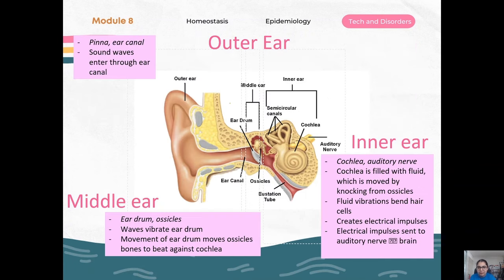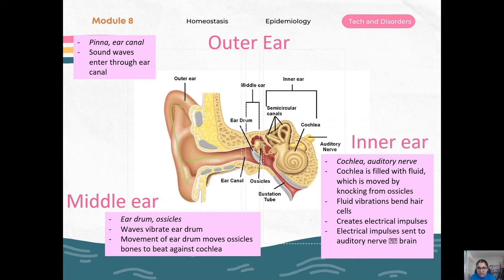Now, the ear. The ear is divided into three parts. We've got the outer ear, and the outer ear includes the pinna and the ear canal. This is how sound waves enter the ear canal. So that's the outer ear.